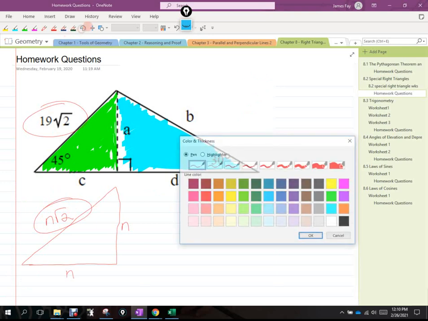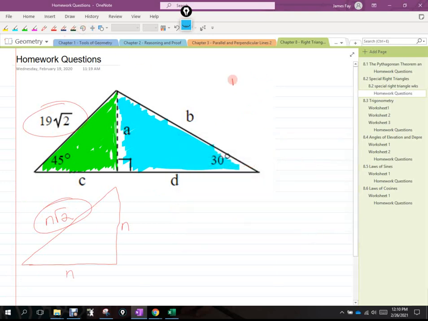n radical 2 equals 19 radical 2. So from that, what does n have to be? n has to be 19. Okay? Well, n in my template is that segment right there, which if I overlap my template with the green triangle, ends up being C, right? And n also is that segment there in my template, which overlapping my triangle ends up being that segment there. Does that make sense?